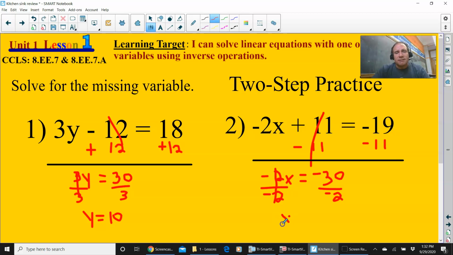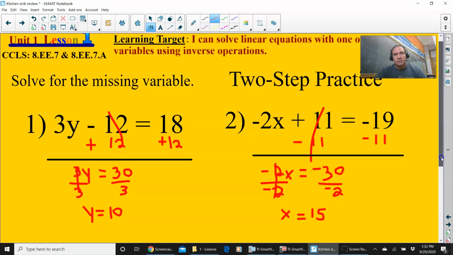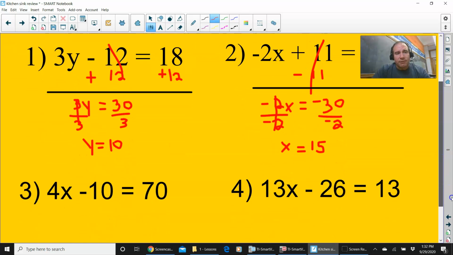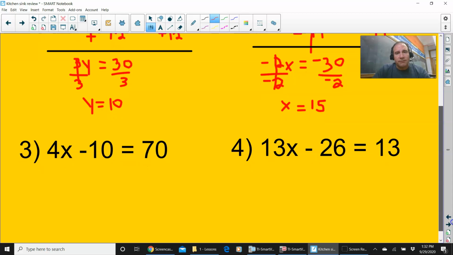They cancel, x comes down, and negative 30 divided by negative 2. Negative divided by negative is positive, and 30 divided by 2 is 15. Alright, and that is your two-step practice, and we're going to move on to other problems.